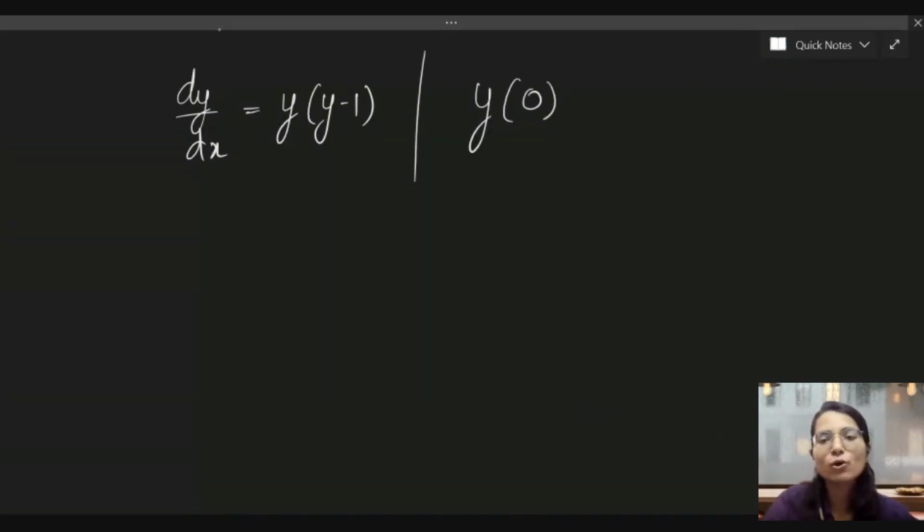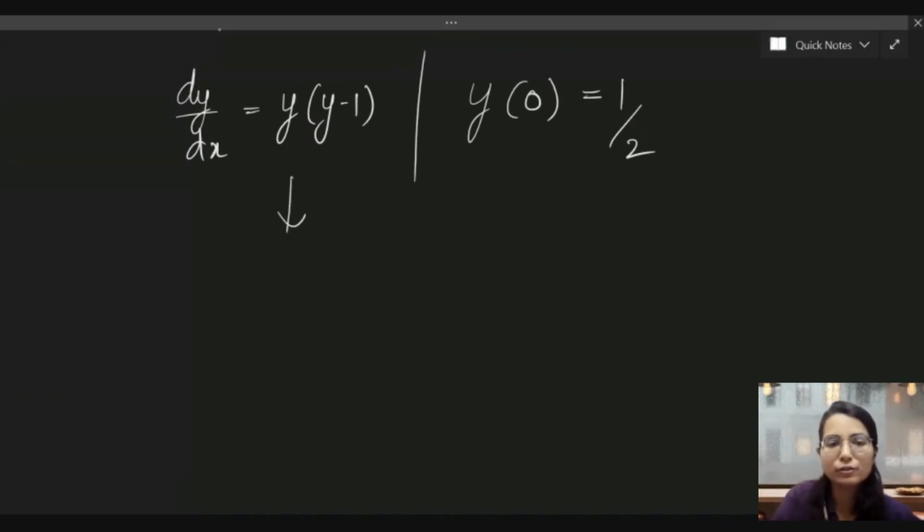The initial condition is not always going to be in your favor, like y equal to 1 or y equal to 0. The initial condition might be something like this. Sorry, 1 by 2. Now what will you do?